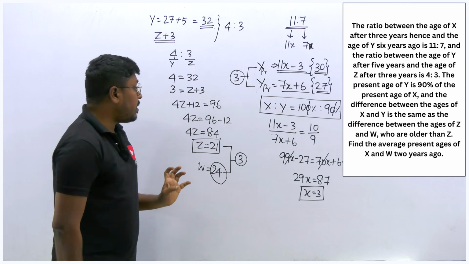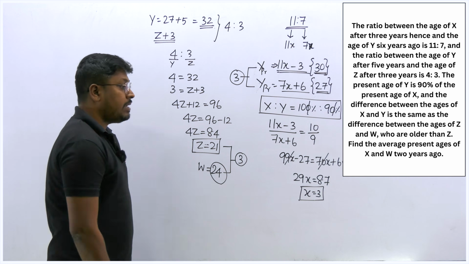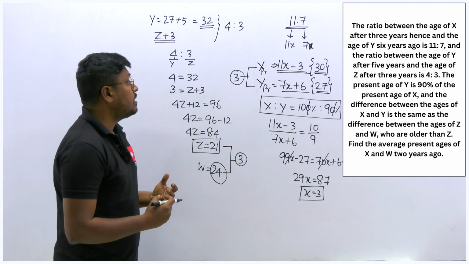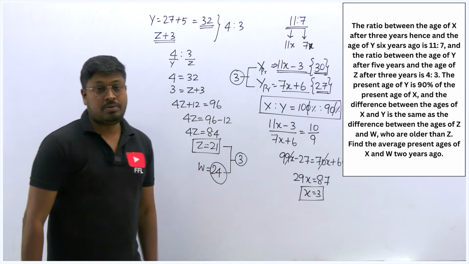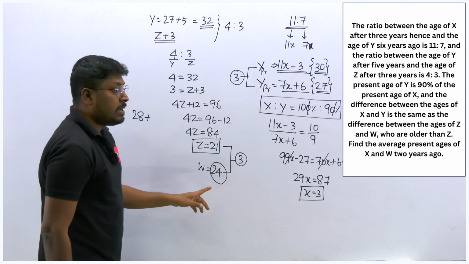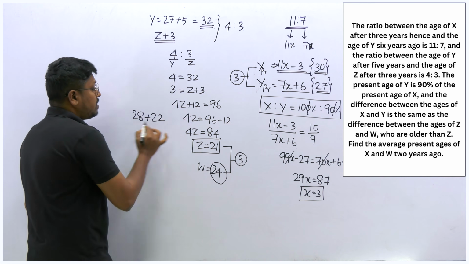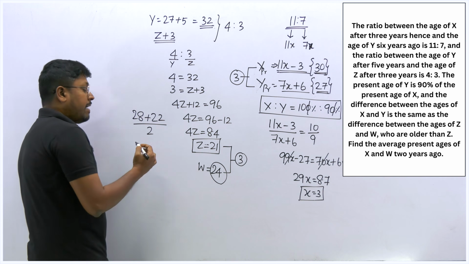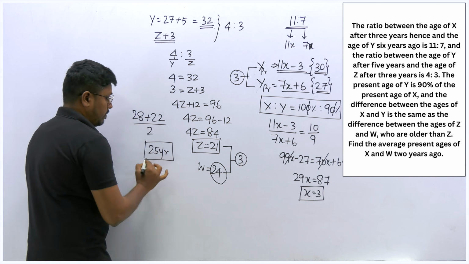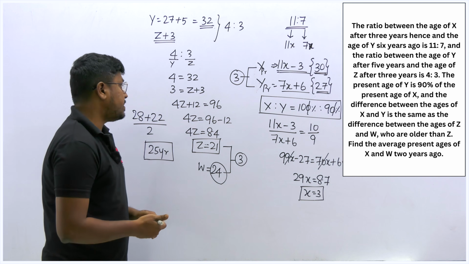Now according to the question, our target is to find the average present age of X and W, right? That means 2 years ago, so we have to subtract 2. X is how much? X is 30. So subtract 2: 30 minus 2 is 28. Similarly, next is W. W is 24. Subtract 2, which is 22. Then divide by 2, because we need to find an average. So 50 by 2 is 25 years. So the answer for this question is 25 years.